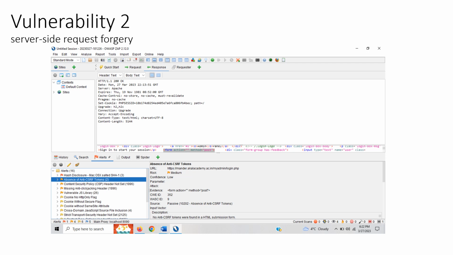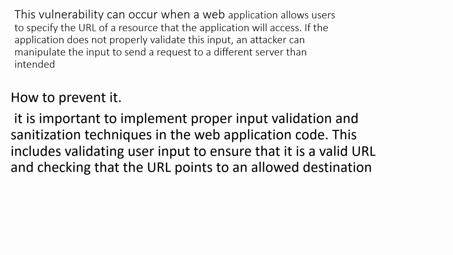It is a type of security vulnerability that allows an attacker to send unauthorized requests from the vulnerable server to internal and external servers. This vulnerability can occur when a web application allows users to specify the URL of resources the application will access. If the application does not properly validate this input, the attacker can manipulate the input and send the request to a different server than intended. To prevent this, it is important to implement proper input validation and sanitization techniques in the web application code. It includes validating the user input to ensure that it is a valid URL and checking that the URL points to the allowed destination.